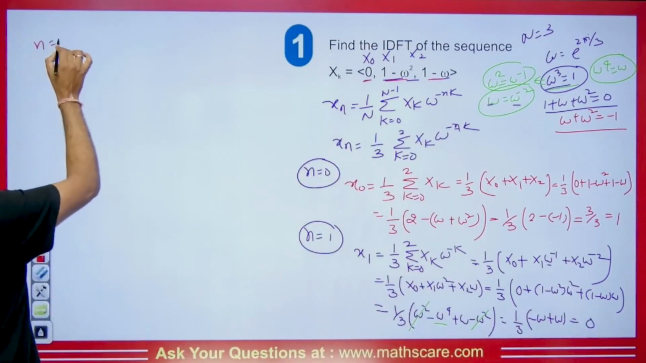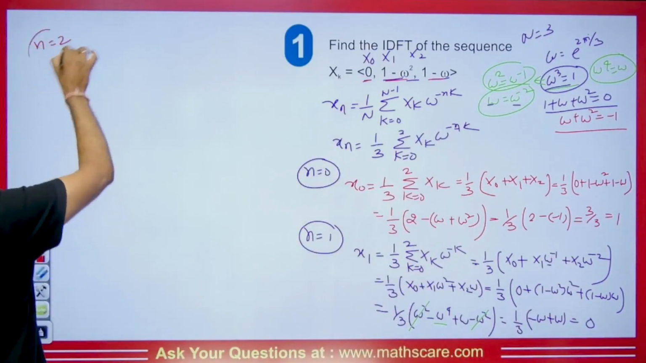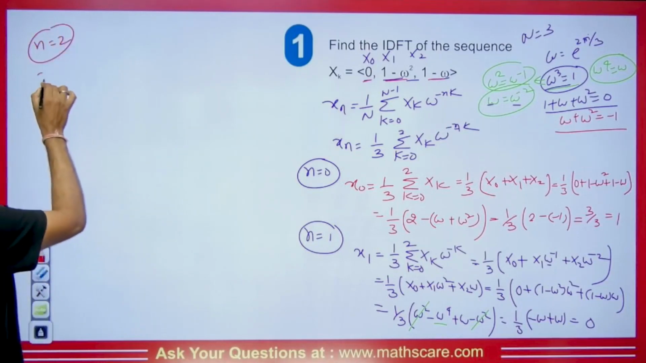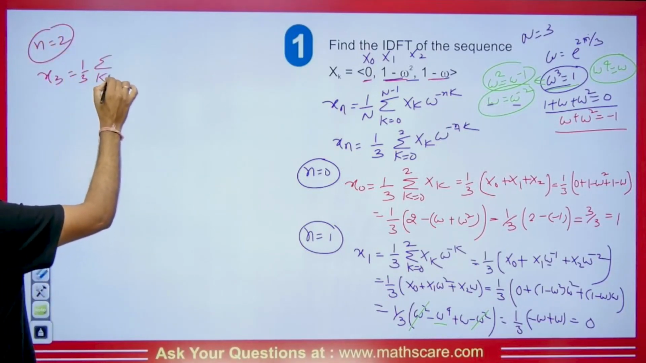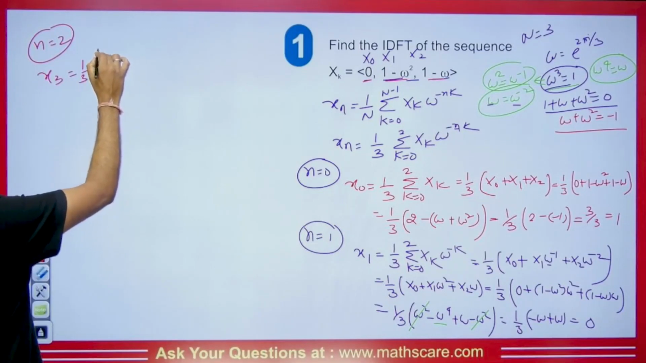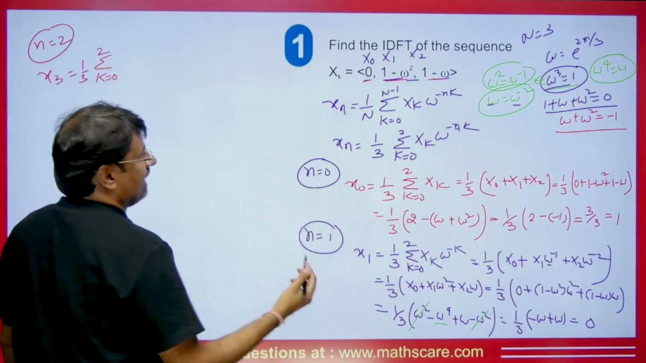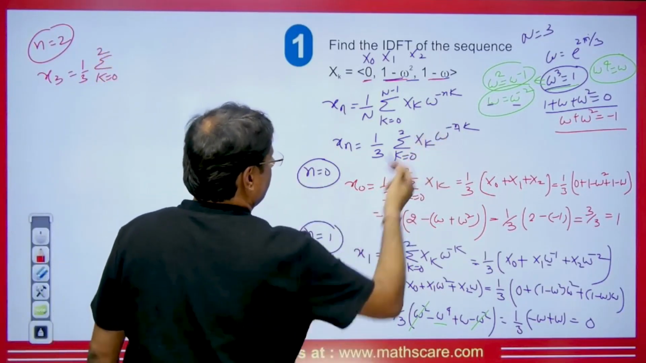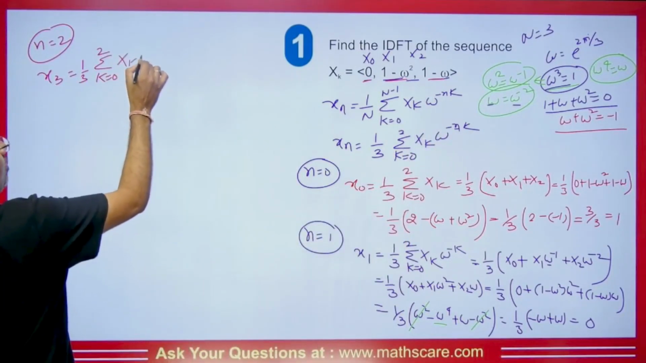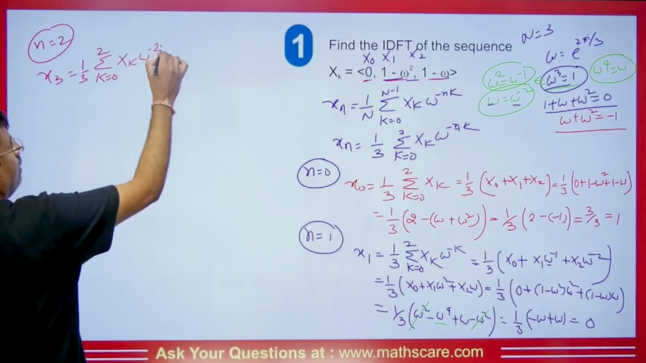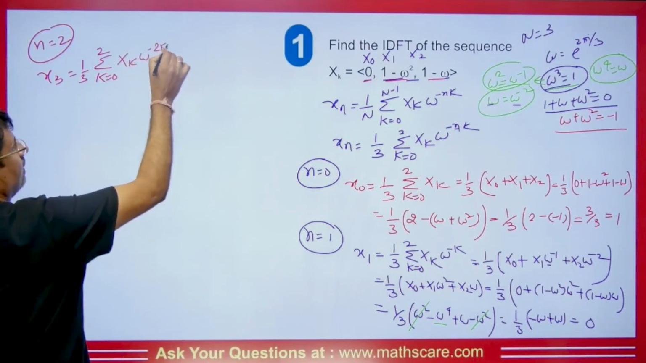Now we will find the value of x3. What will we put as n here? It will be 2. Then here we will get x3 is equal to 1 by 3, summation k is equal to 0 to 2, and wherever n is given, we will substitute 2 there. It will be xk omega to the power minus 2k, right? What will come here? Pay attention. It will be k. Clear?